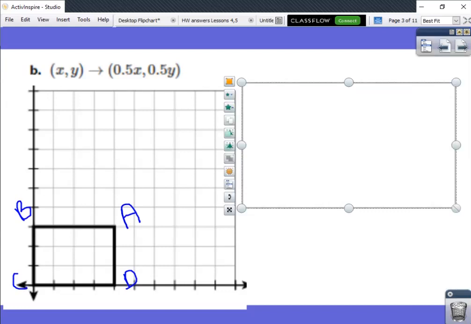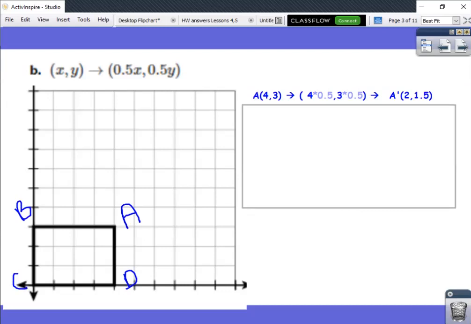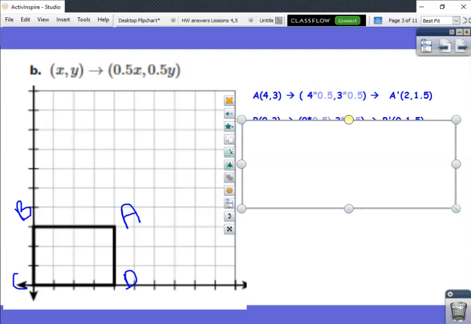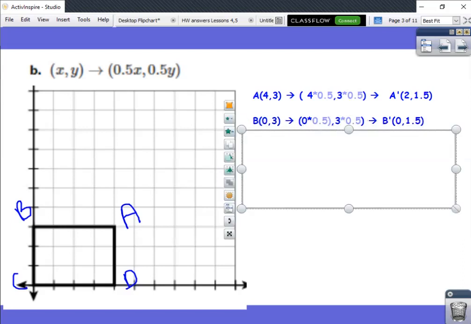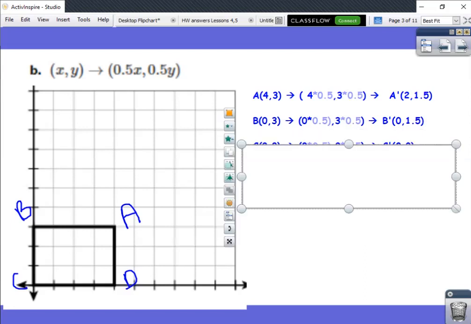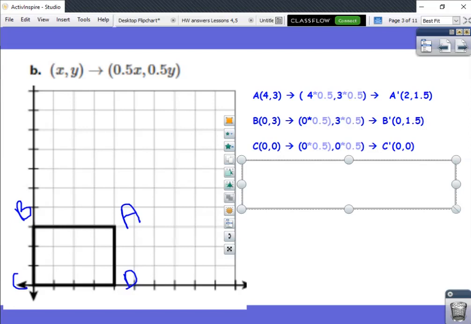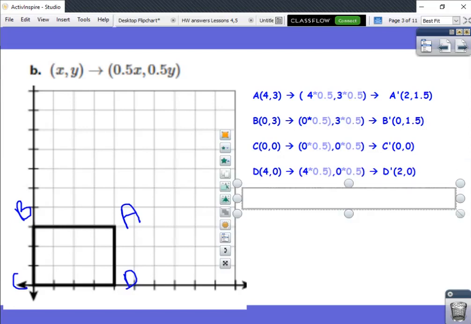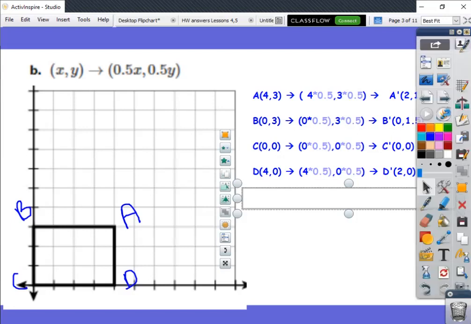So I took the vertex of A, which was 4, 3. And I took the 4 multiplied by 0.5, 3 multiplied by 0.5. And I get my new coordinates, so my A prime is going to be 2, 1.5. I do the same thing with B. Take my original coordinates, multiply by 0.5, and I get my new coordinates B prime here. The same thing with C, and the same thing with D. So you can see that these 4 here, these will be my new coordinates. So I'm going to go ahead and plot these 4.